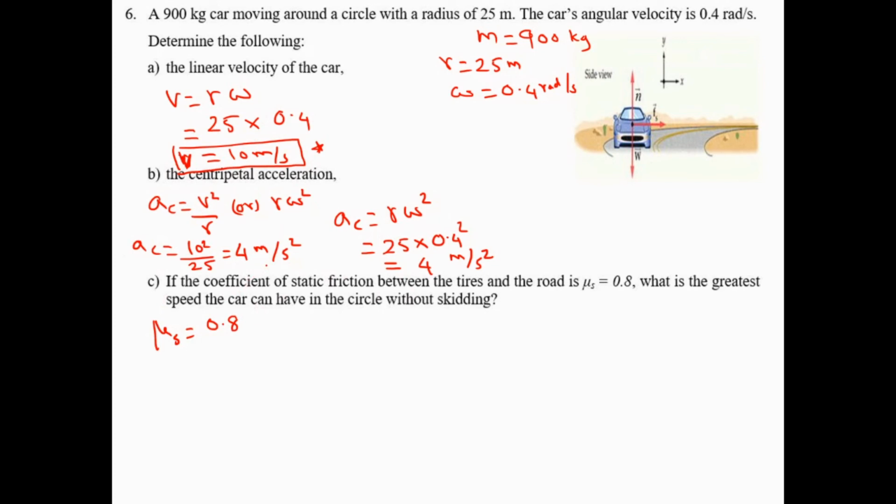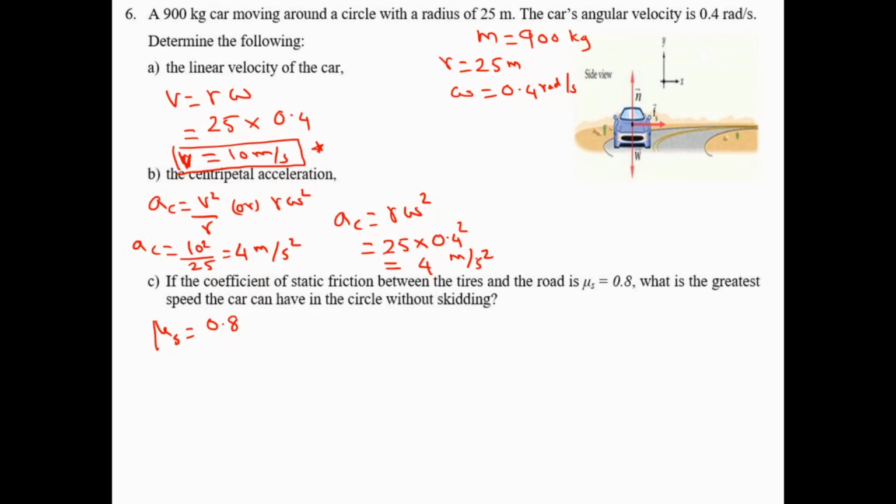So if the car is moving in the circle without skidding, for that, what is the speed the car will take? In that speed, the car will be safe. So we have to find the greatest speed. For this, we have to equate two equations.